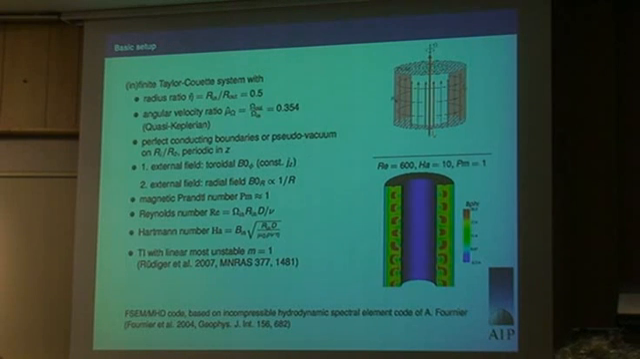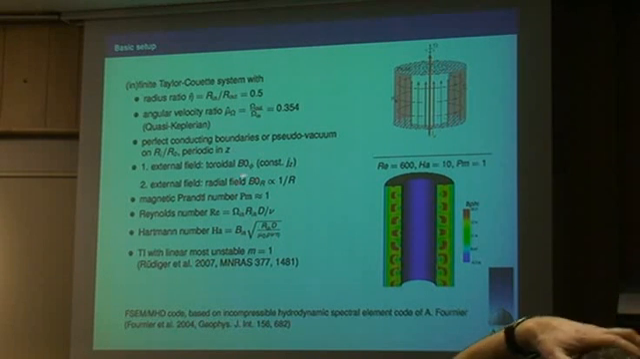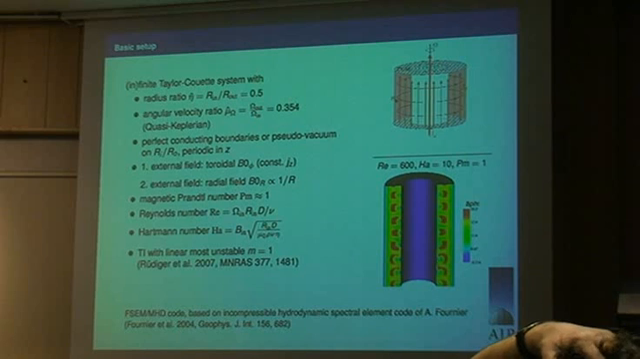So that's the setup. The aspect ratio here for our cylindrical setup is 0.5. If there is rotation, then it's quasi-Keplerian, and I apply perfectly conducting boundaries with zero vacuum. And the two cases I already mentioned: first, starting with a fixed toroidal field and starting this instability, and the second, I start with a fixed radial field.